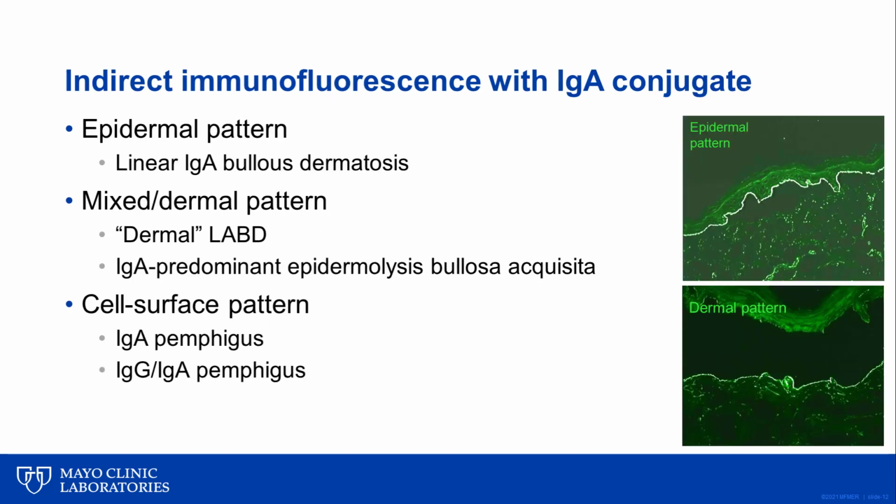The various patterns that can be seen with indirect immunofluorescence with IgA conjugate include epidermal pattern on salt-split skin, which correlates either with linear IgA bullous dermatosis or the presence of IgA in pemphigoid; the mixed or dermal pattern on salt-split skin, which correlates with dermal linear IgA bullous dermatosis or epidermolysis bullosa acquisita with IgA involvement; or cell surface deposition on monkey esophagus substrate, which correlates with IgA pemphigus or IgG-IgA pemphigus.